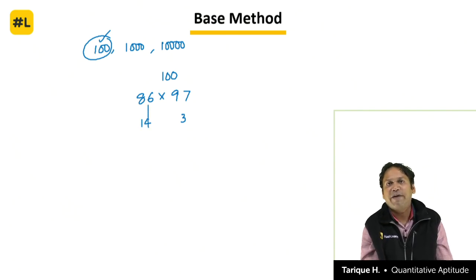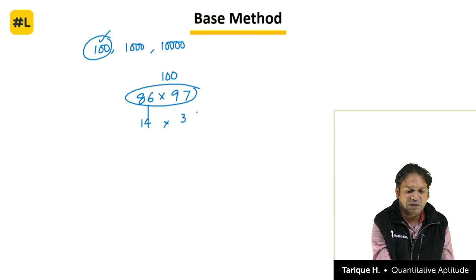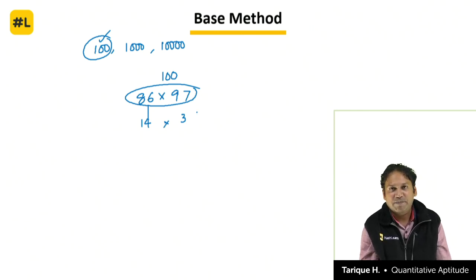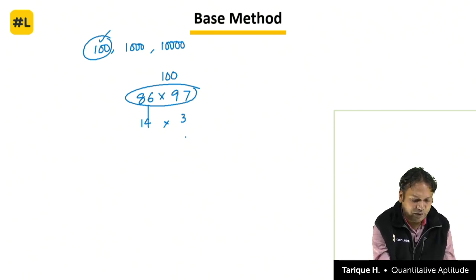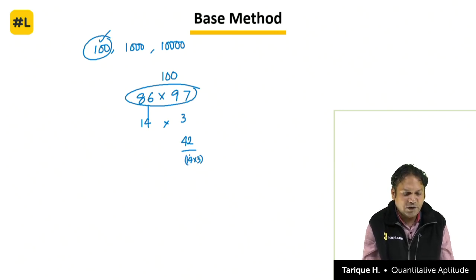Difference from 100. What are we finding here? Difference from 100. So, instead of multiplying these large numbers, we will multiply the small numbers. 14 into 3 is equal to 42. Now, how did we get this 42? 14 into 3, so that you can understand. How did we get 42? 14 into 3 is 42.